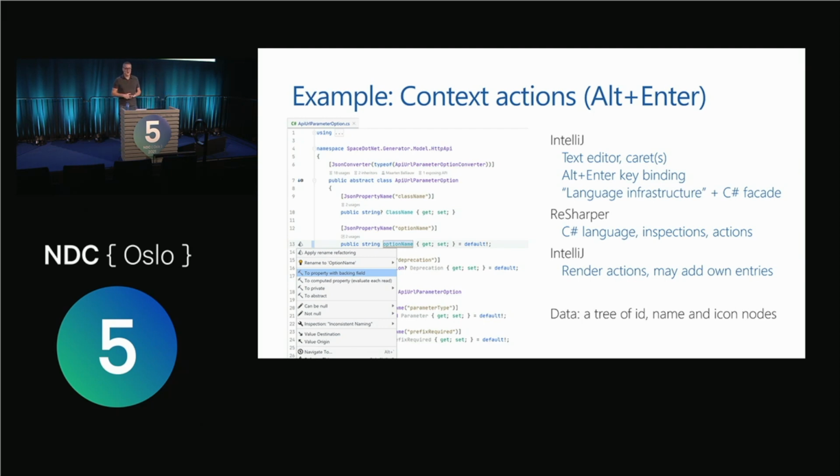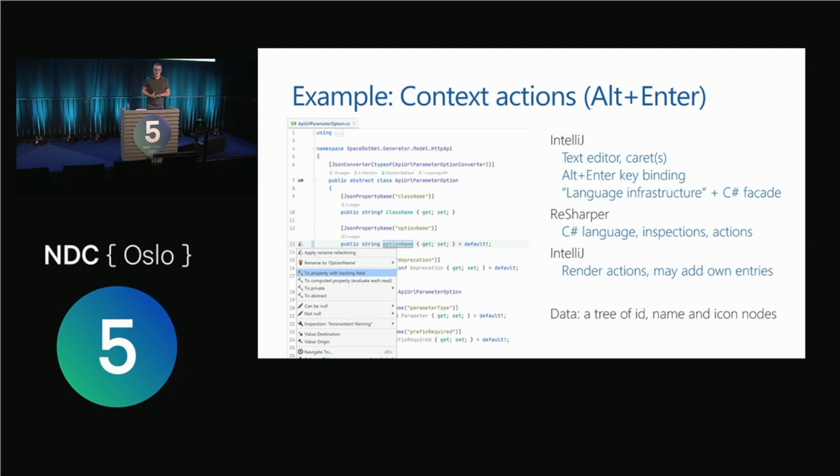And IntelliJ also has a language infrastructure where if you are typing, it will ask its model, like, what language is this and what can I provide? Then we have ReSharper, picking things up, looking at the language, parsing everything, making sure that we have inspections and actions available, and then IntelliJ renders those. Sounds complex, but if you start thinking about it, the data that has to go over the wire between the two processes is actually fairly simple.